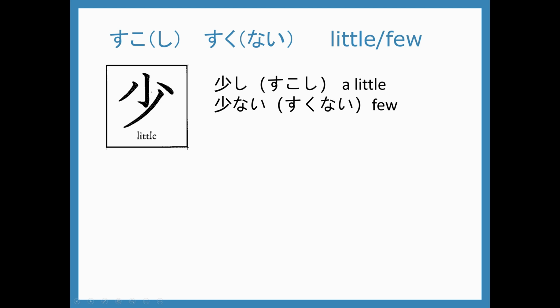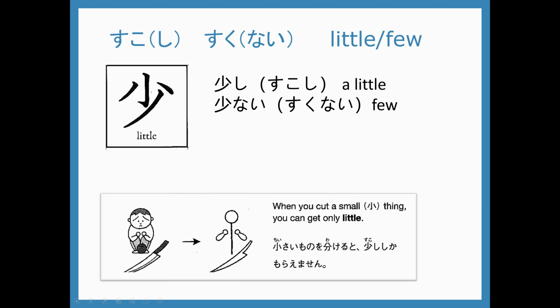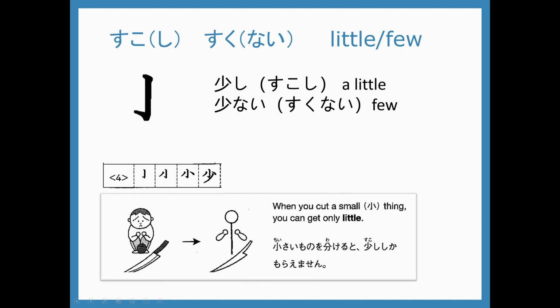Sukoshi means like just a little bit of something. It's the same as chotto. Sukunai is the opposite of oi. So it means that there's only a few. So as you might notice, we start out this kanji by writing chisai that we studied last week. Chisai. Then we have one more stroke at the end. So let's take a look.